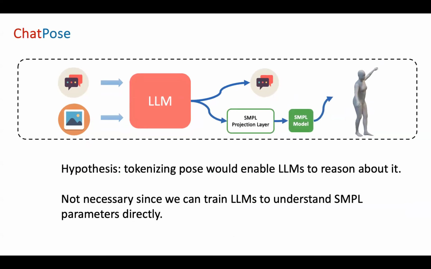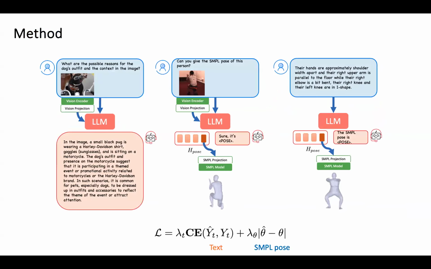So our first thinking about how this would work is, well, geez, we have to tokenize a pose in the way we did with Token HMR, so that LLMs can understand it. But that turned out not to be necessary. We can train LLMs, or large vision language models, to directly reason about simple pose parameters by using a projection layer that takes that pose encoding and turns it into simple parameters.